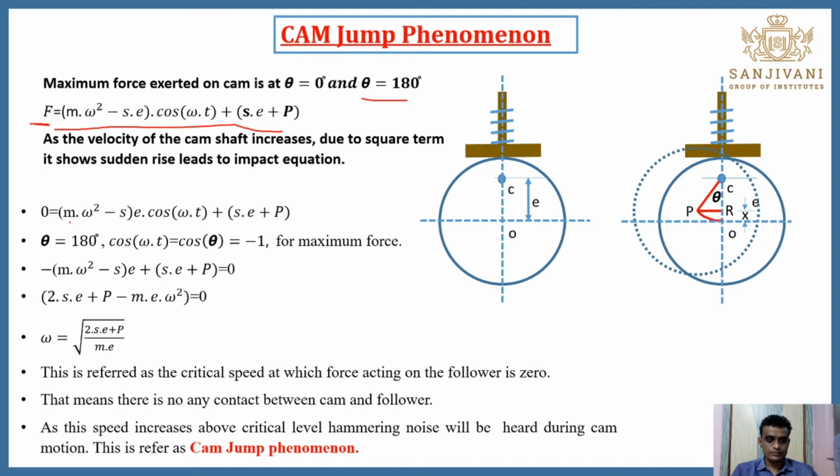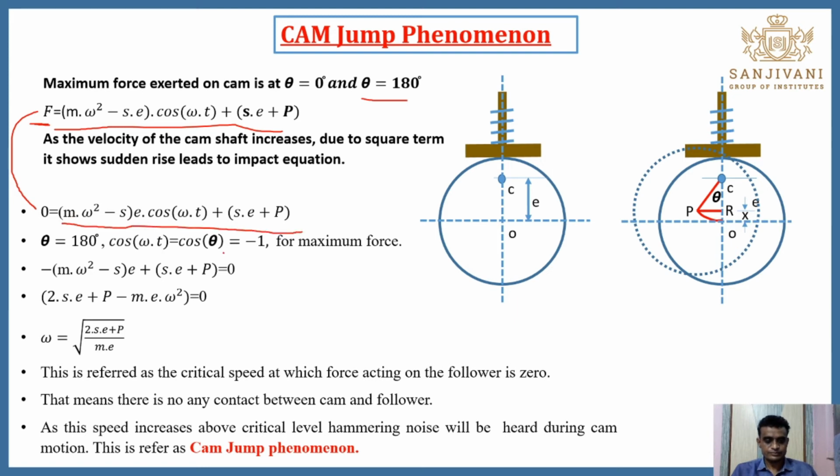Okay, now we want to find out the cam jump phenomenon. Cam jump phenomenon means that the contact between cam and follower gets broken, that means the force acting on the cam becomes 0. Now in this case, we just put F is equal to 0, and we will consider this equation.